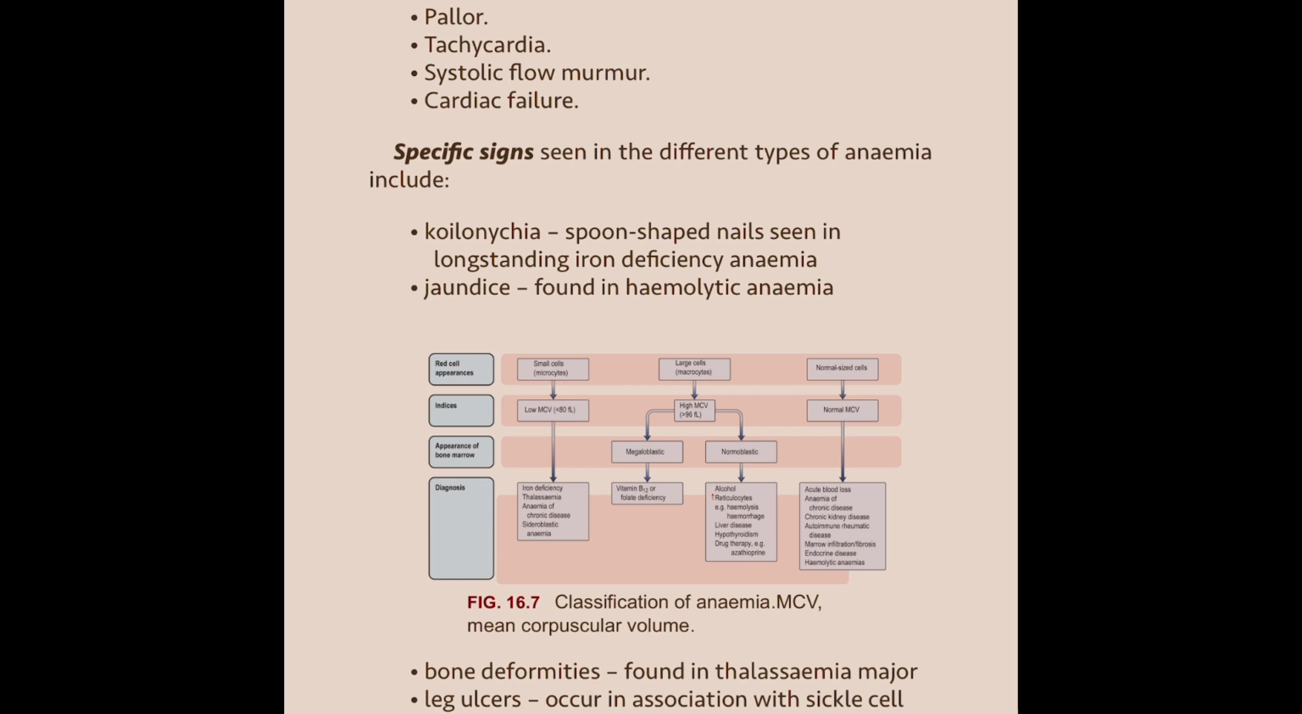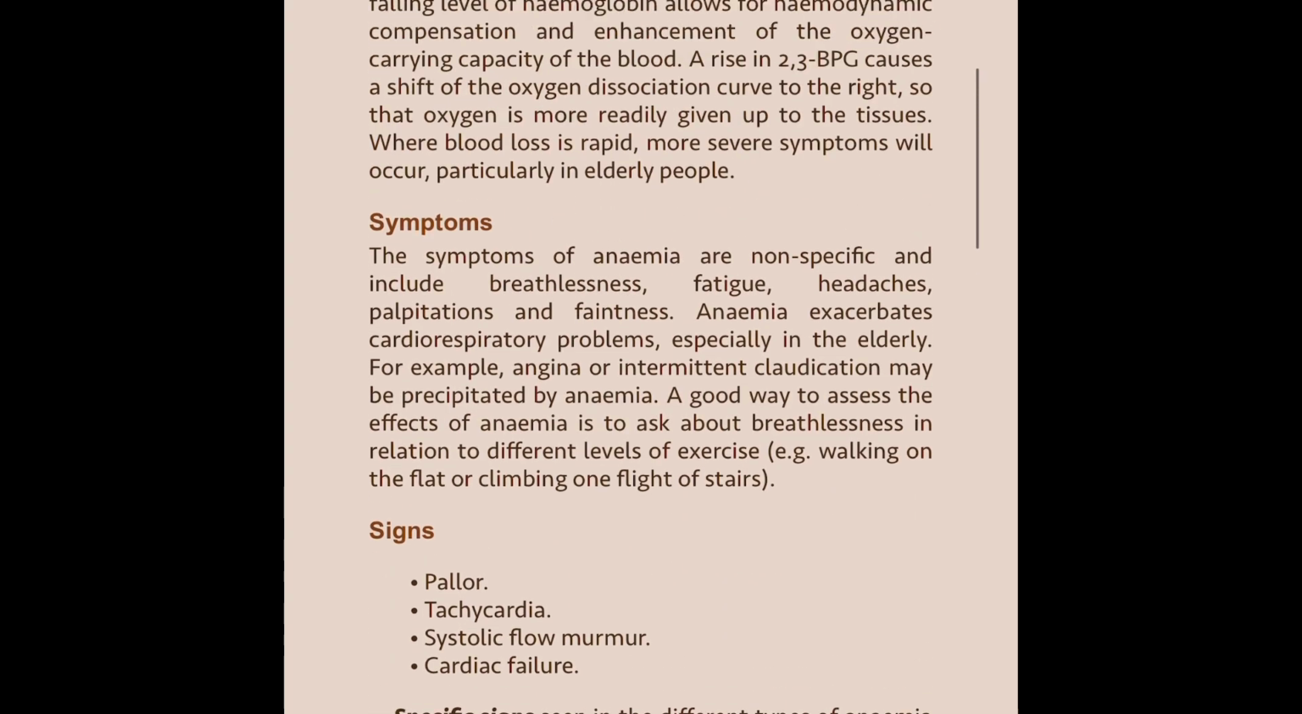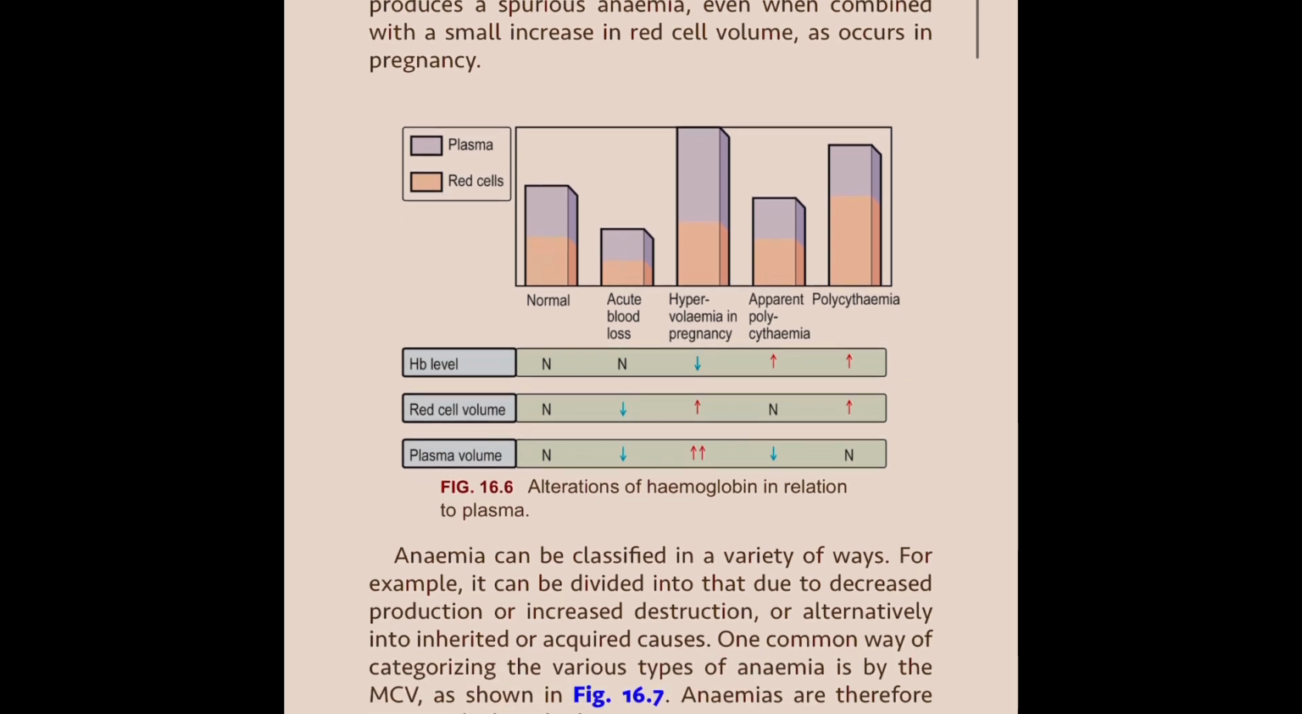The normal: acute blood cell loss, anemia of chronic disease, chronic kidney disease, autoimmune rheumatic disease, marrow infiltration, fibrosis, endocrine disease, hemolytic anemia. Let's get back.